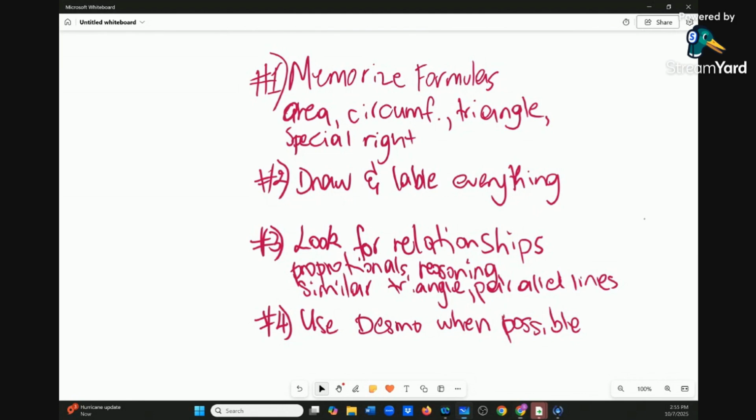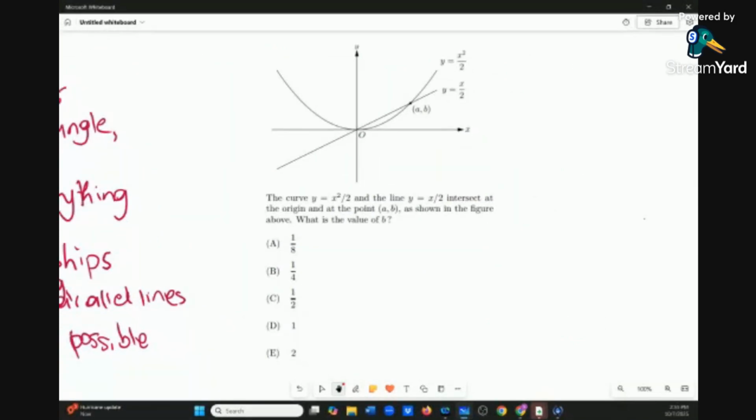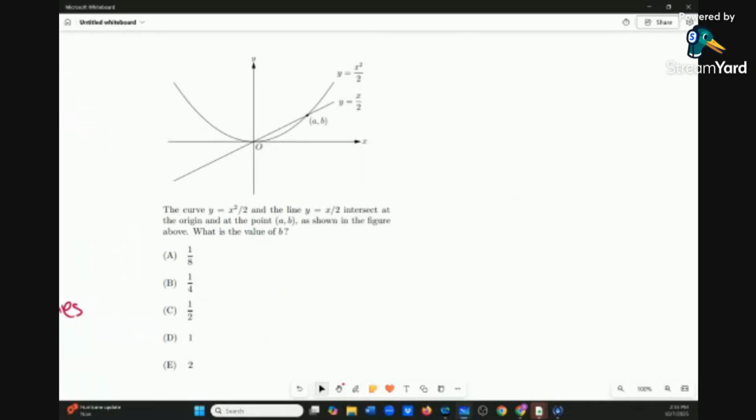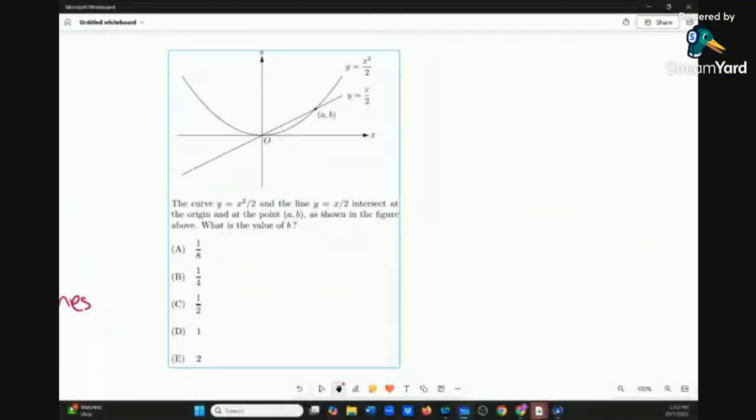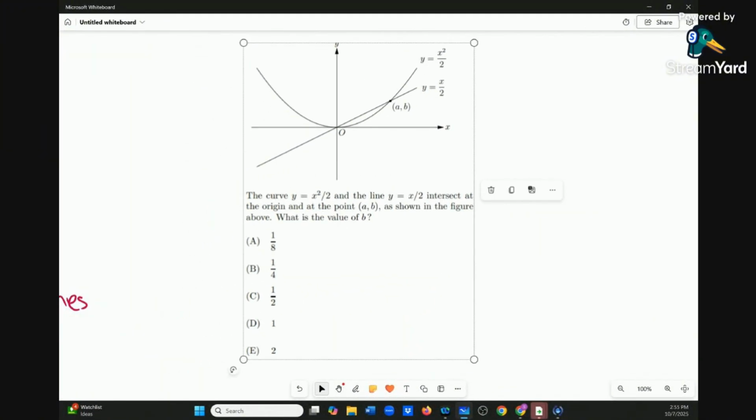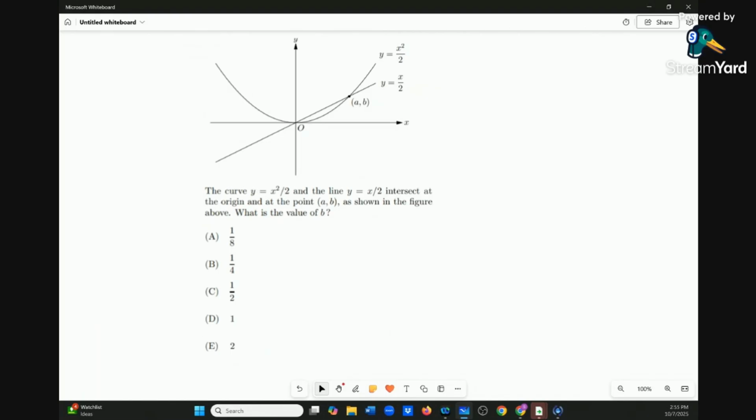Okay, so the question we're going to look at, let me just slide this over so that we can look at it. Here we have a graph that is depicted, and we're told that the curve of the graph is y equals x squared over 2, and then we have y equals x over 2. Now, it's telling us that they intersect at the origin, which we see.